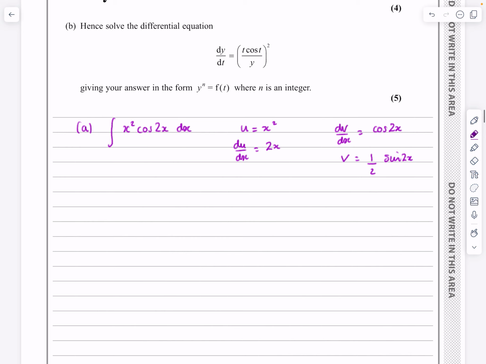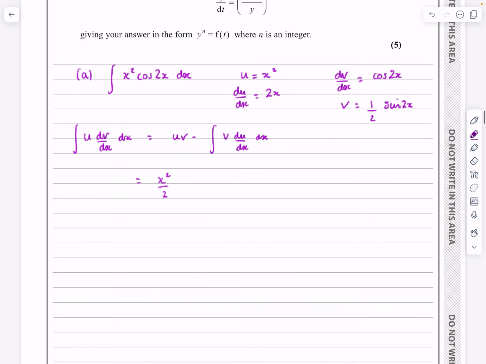So my integration by parts always tells me that the integral of u dv by dx is equal to uv minus the integral of v du by dx. So we're just substituting everything into that. uv is going to be those two. So uv is x squared over 2 sine 2x, minus the integral of v du by dx.